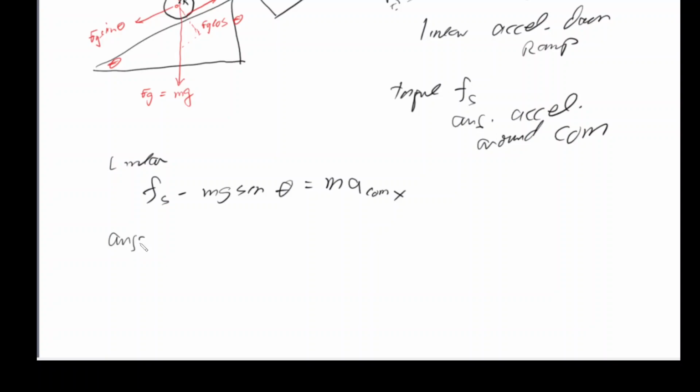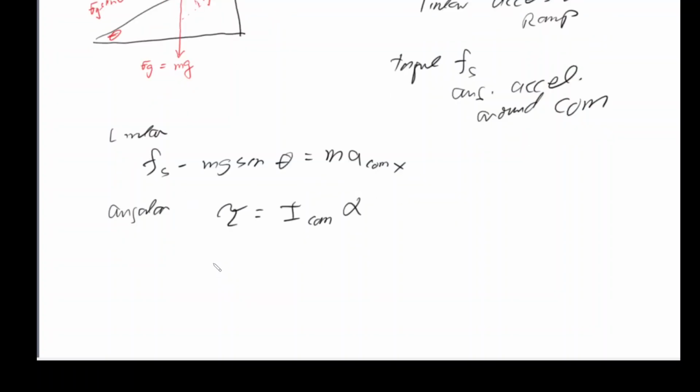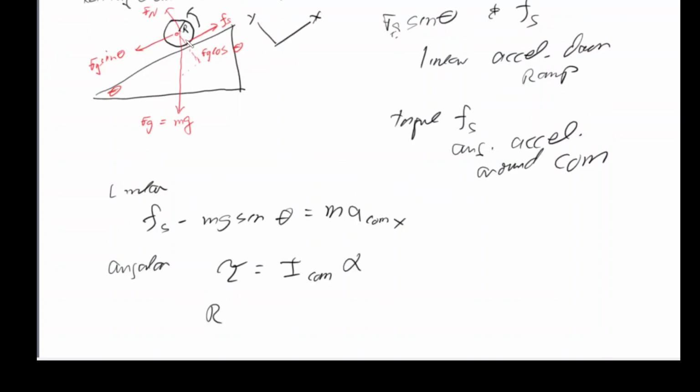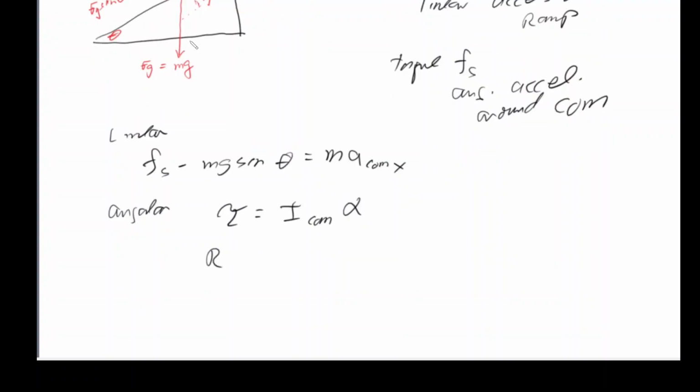The angular part of this shows that your torque is equal to I of the center of mass times angular acceleration. Well, the torque is the radius of the wheel times the force acting on it, which is the force of friction. So that's equal to I of the center of mass times alpha. But we know that negative acceleration of the center of mass is equal to alpha times r. And it's negative because it's going in the minus x direction.